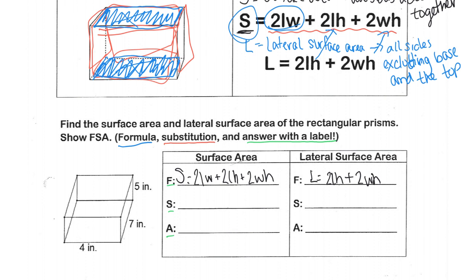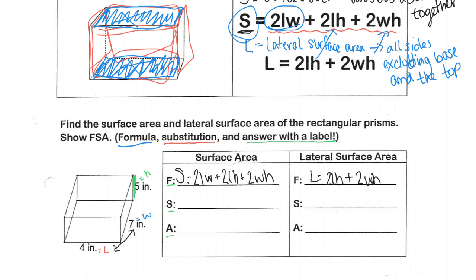Okay, so now that we've written the formulas, we have to label our shape. What's our length, our width, and our height? Our length is going to be this 4. Our width is going to be 7. And our height is going to be 5. The only one that really matters is the height. It has to be the height of the prism, or how tall the prism is. The other two, you could flip them around if you really wanted to. All right, so let's start plugging this into the formula.